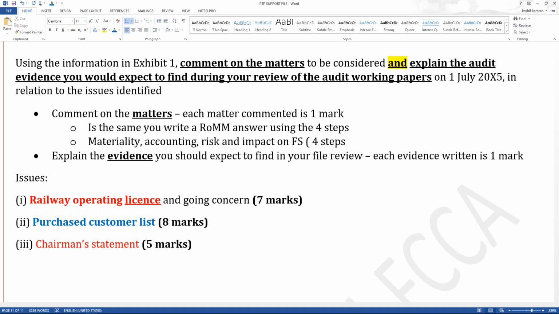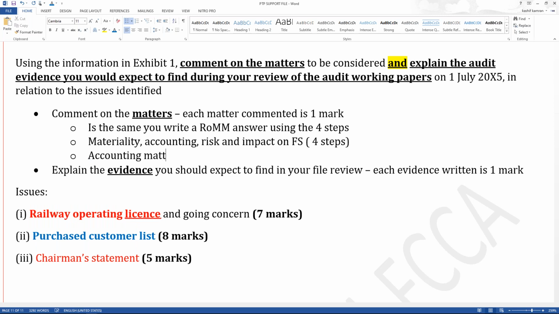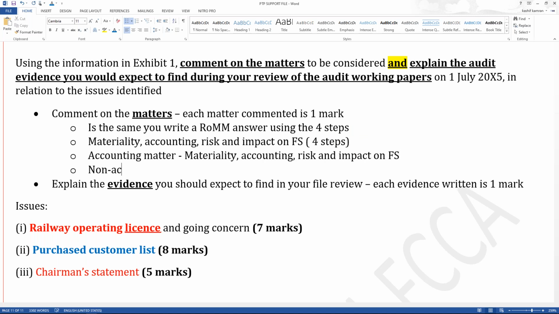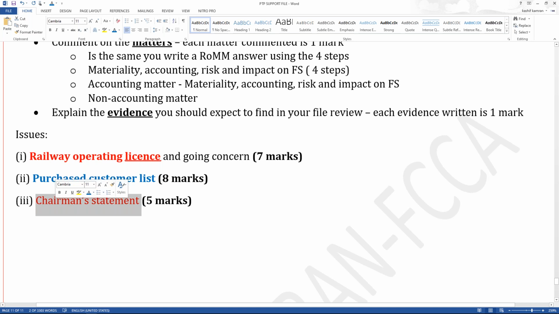Now, my concern is that a lot of the time the student only thinks about the 4 steps when they are commenting on a matter. You need to understand that there might be a matter which is an accounting matter. In the case of an accounting matter, the 4 steps are very valid: materiality, accounting treatment, risk, and the impact on the financial statements. But what if the examiner is asking you to comment on the matter and there is something like a non-accounting matter, just like a chairman statement? A chairman statement is not an accounting matter. A chairman statement is other information in the annual report. I hope you all agree with me. So the chairman statement doesn't seem like an accounting matter.